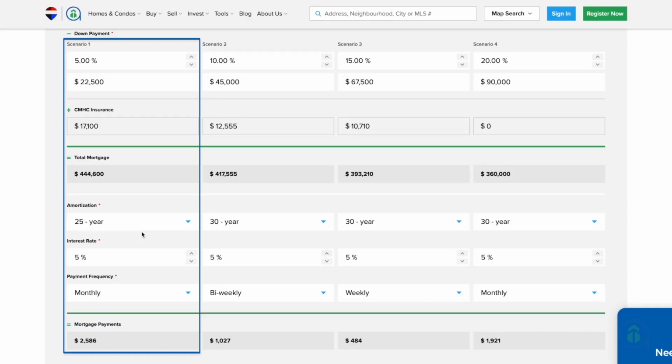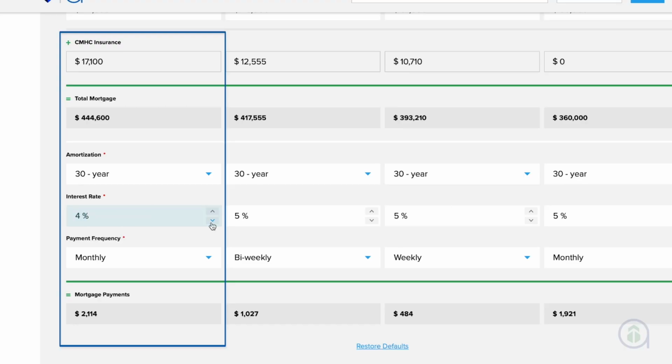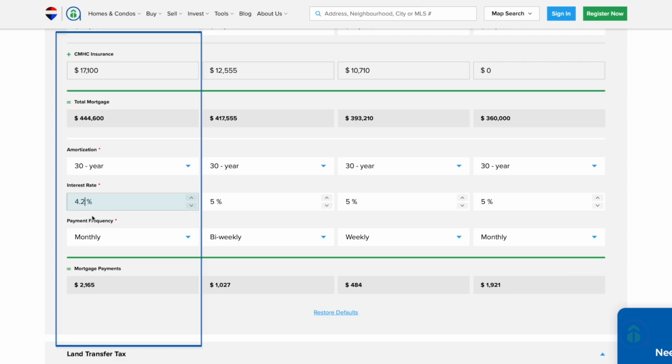My total mortgage is $444,000. I'm going to have a mortgage amortized for 30 years. And to learn everything about mortgage payments and amortization, interest, click on the link below to watch that video. Interest rate, I'm gonna actually change this to 4.2% because on average for the past 30 years, a variable mortgage rate has been 4.2%, and I'm actually going to be applying for a variable mortgage rate, so I'm gonna change it to 4.2%.